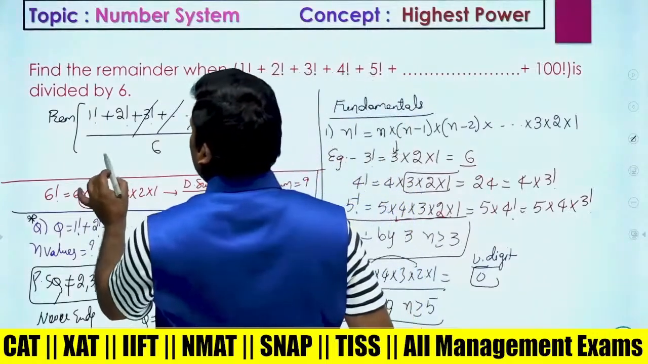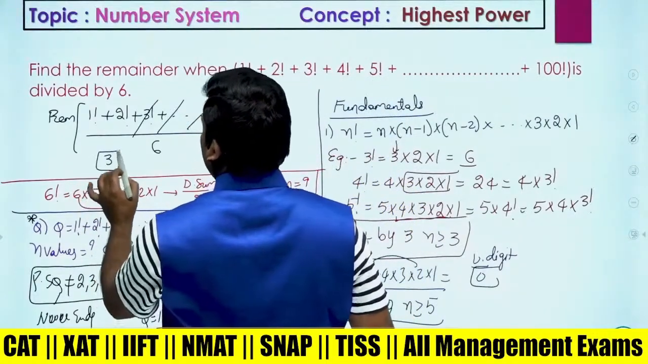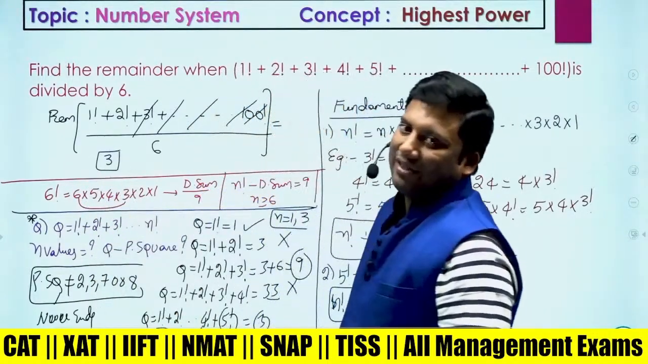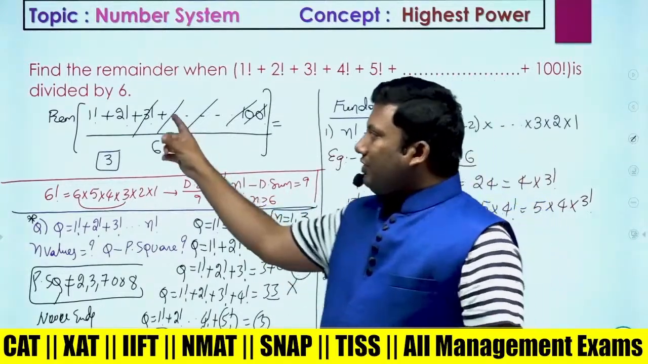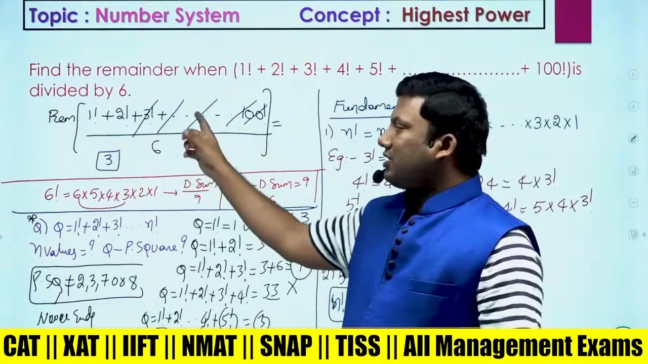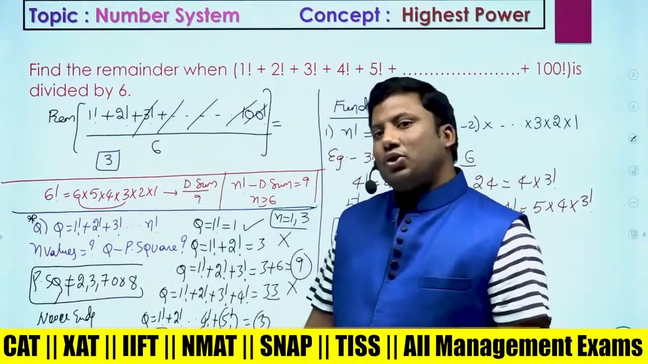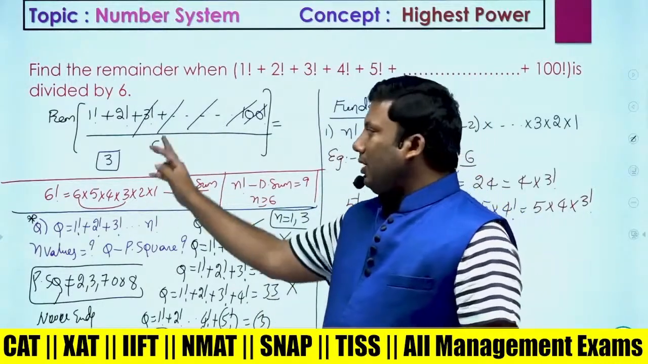1 plus 2 it is 3. 3 divided by 6: numerator less than the denominator, so the numerator itself will be the answer. 3 factorial is divisible by 6. 4 factorial, 4 into 3 into 2 into 1, is divisible by 6.